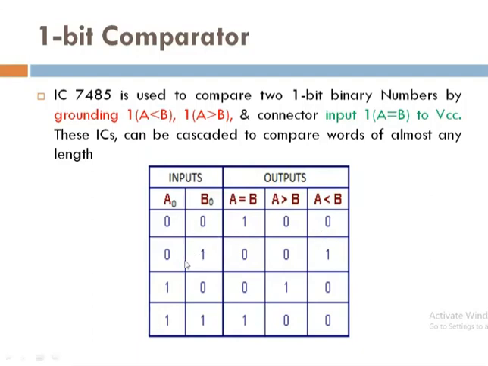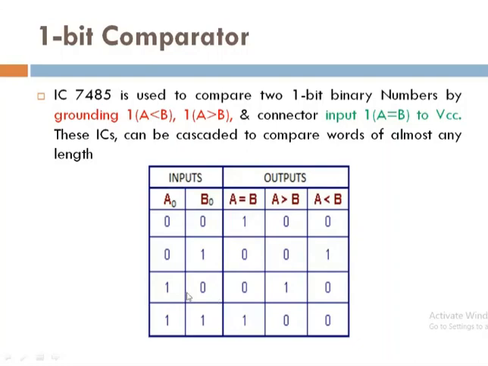Now consider the next case, 0 and 1. A value is 0 and B value is 1. So we can say that A is less than B. So this particular output line will be high, and the remaining two output lines will be 0, because at a time only one output line will be high.